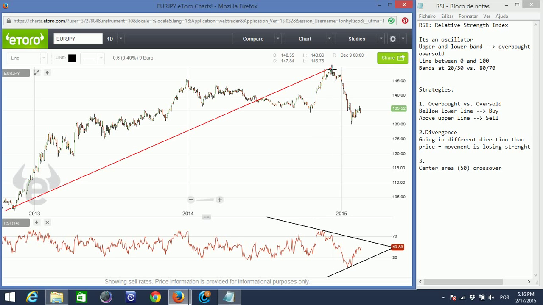The second high is higher than the first one, but the RSI did the opposite. It went down. So it's telling us that it's losing strength, and it's possible that it will revert and go down, which is what happened afterwards, right? So if we see this, we could possibly sell. We would be selling somewhere over there, and the market went down, and we would make a nice profit.